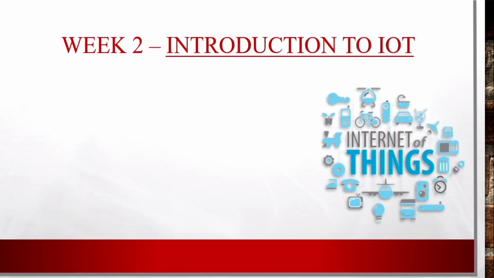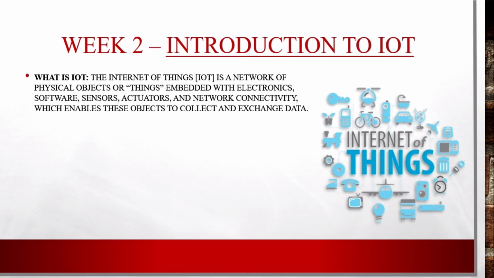The next topic was IoT. Introduction to IoT. What is IoT? The Internet of Things is a network of physical objects embedded with electronics, software, sensors, actuators, and network connectivity, which enables objects to collect and exchange information or data. It works with four categories: collect means taking information from sensors, communicate the data, analyze the data, and actuate means perform the action.